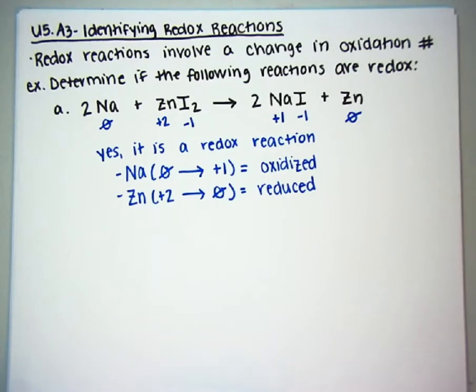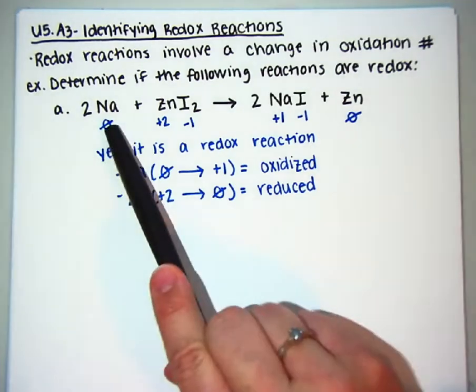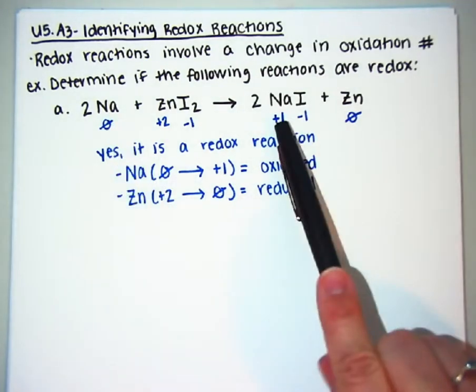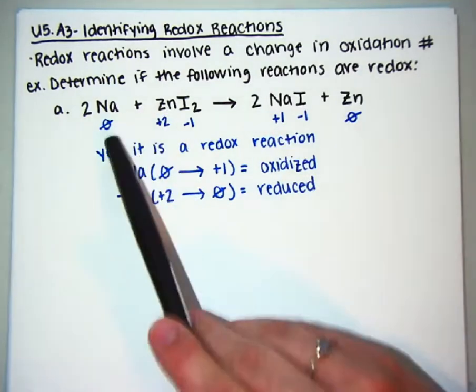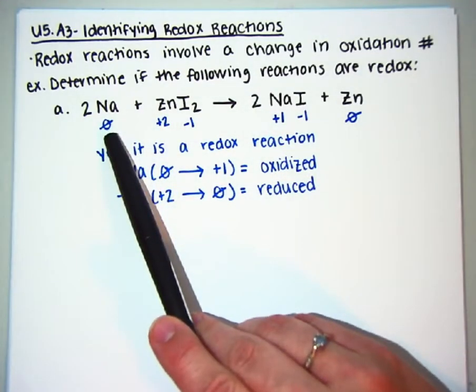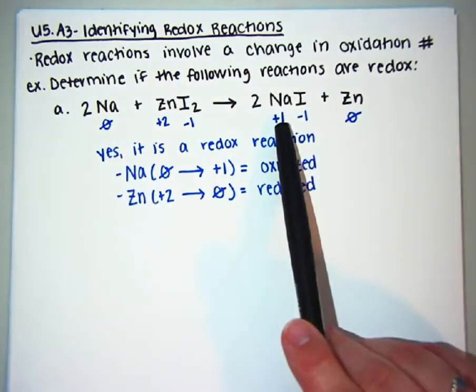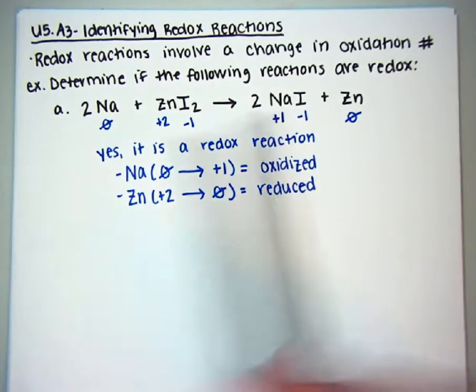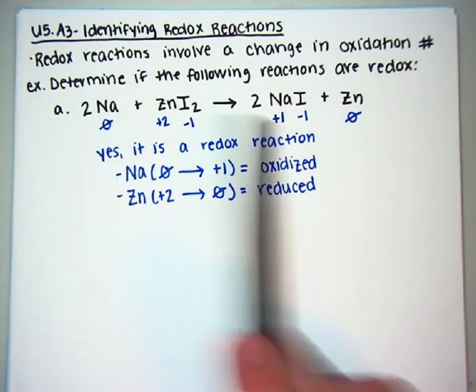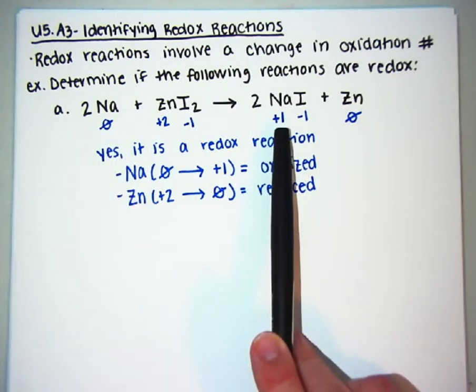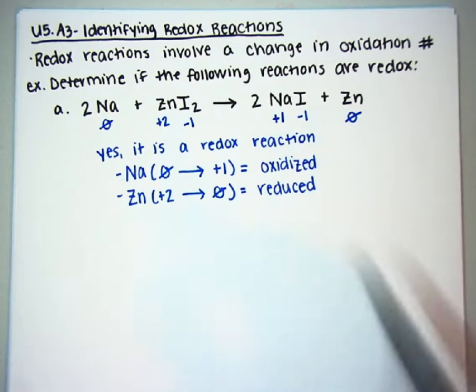In general, single displacement reactions are usually redox reactions. The big giveaway for me right away when I look at this is elements by itself versus elements in a compound. Elements by themselves in their elemental form will have an oxidation number of 0. They're not going to have an oxidation number of 0 when they're part of a compound. So clearly sodium is going to have a change in oxidation number as well as zinc.